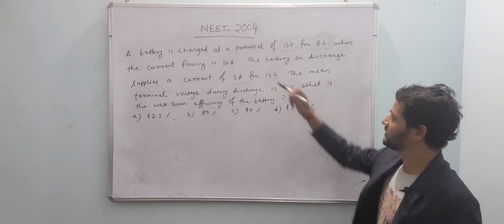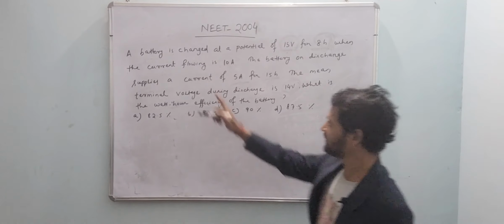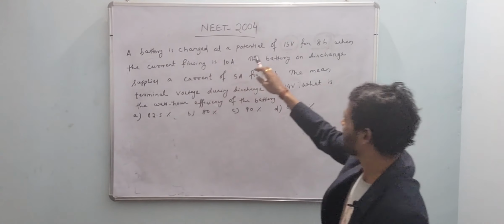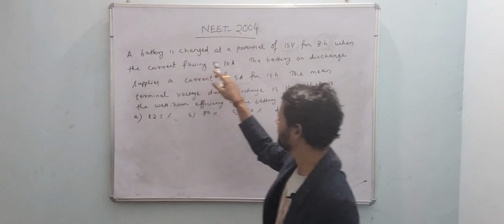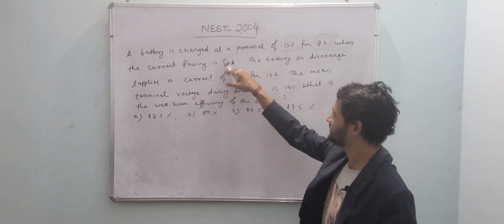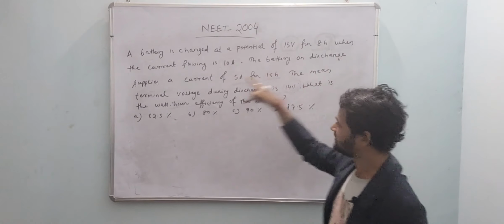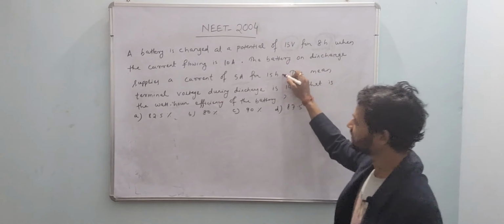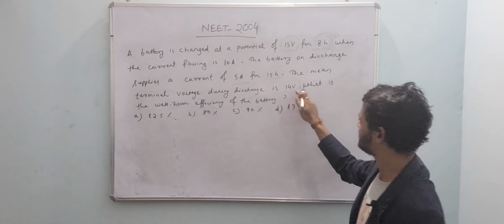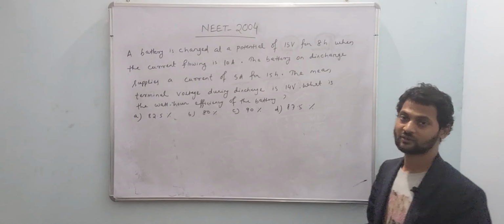Okay, see, coming to the next question. That question came in 2004 NET. The question says a battery is charged at a potential difference of 15 volt for 8 hours when the current flowing is 10 ampere. Next, the battery on discharge supplies a current of 5 ampere for 15 hours. The mean terminal voltage during discharge condition is 14 volt. What is the watt hour efficiency of the battery?